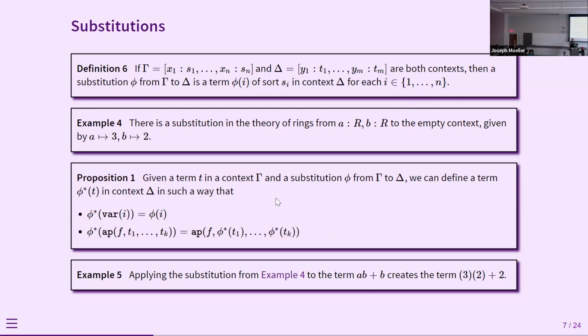And now, why are these called substitutions? Well, they're called substitutions because you can take a term and use the substitution, replacing all of the free variables in that term with the things that you substitute for in the other contexts. So if we take the term AB plus B and apply this substitution, we get 3 times 2 plus 2.